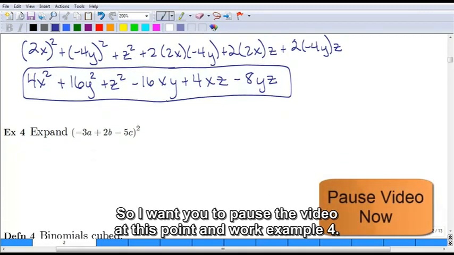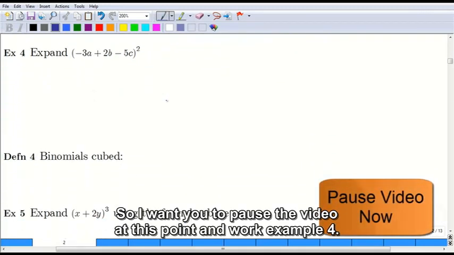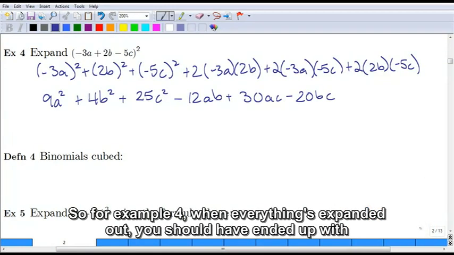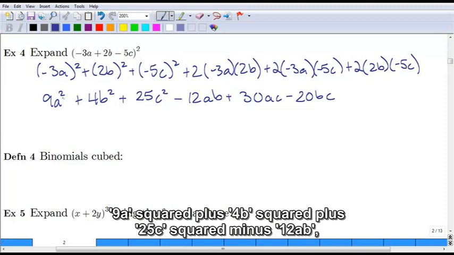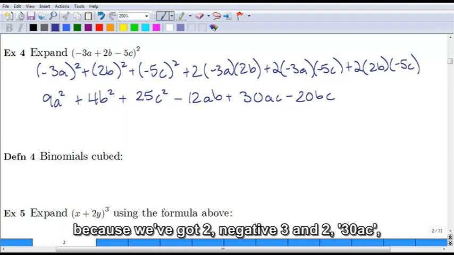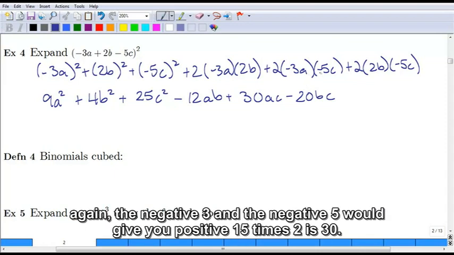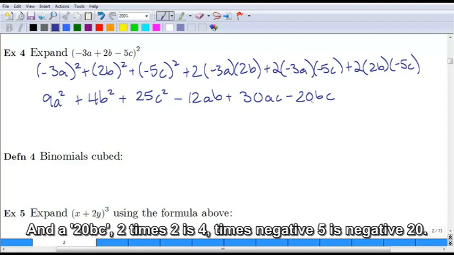So I want you to pause the video at this point and work example 4. So for example 4, when everything was expanded out, you should have ended up with 9a squared plus 4b squared plus 25c squared minus 12ab, because we got 2 times 3 times 2, negative. Then 30ac, again the negative 3 and the negative 5 would give you positive 15 times 2 is 30, and a negative 20bc, 2 times 2 is 4 times negative 5 is negative 20.